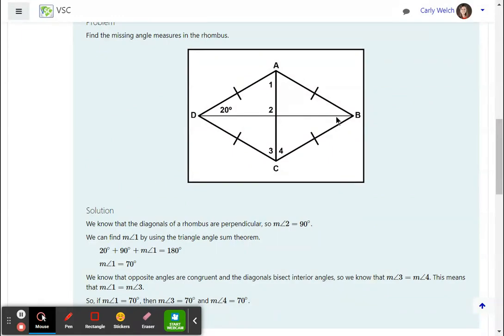We got 20, 20, 20, 20. 180 minus 40 will give us 140. And 140 divided in half is 70 and 70. And then the middle angles are all 90.